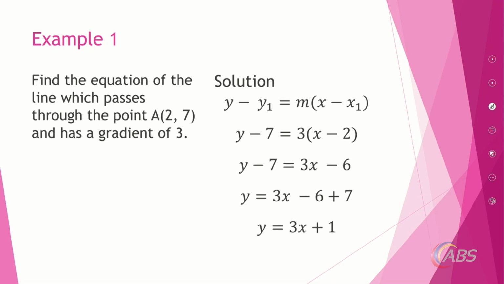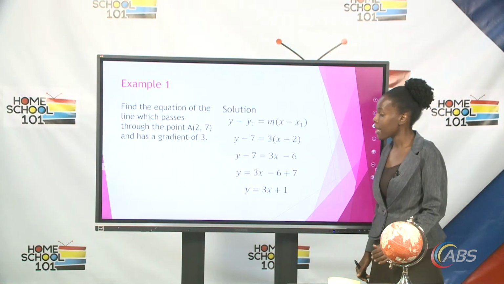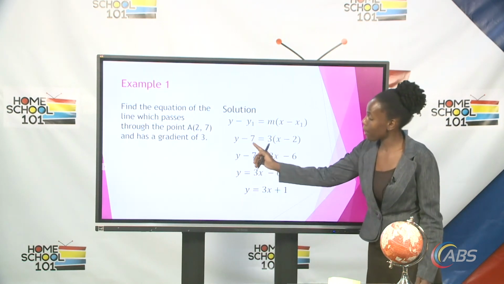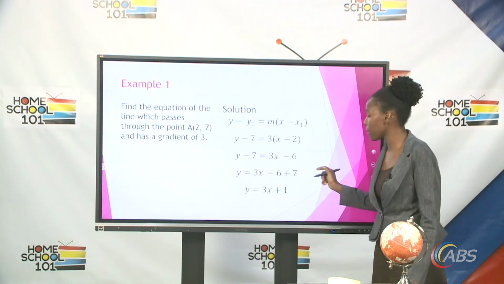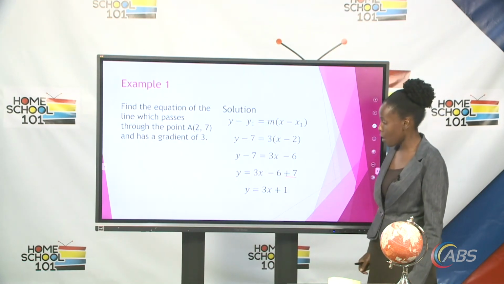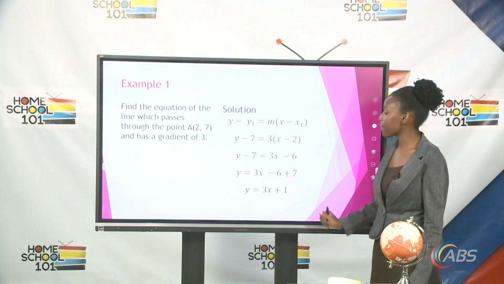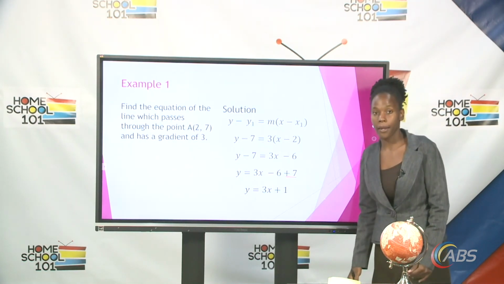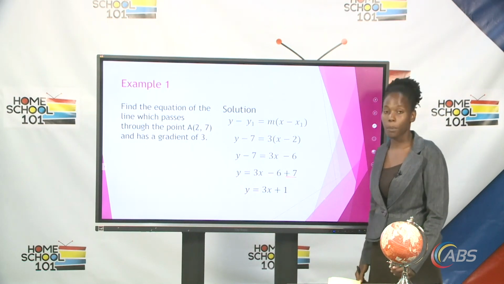We will then expand the bracket, so it becomes 3 times x, which gives us 3x, and 3 times negative 2, which gives us negative 6. We then take the negative 7 across the equal sign, and we know that once a number goes across the equal sign, the sign changes. So here it was negative 7. Once it goes across, it becomes positive 7. We then simplify. Negative 6 plus 7 would give us a value of 1. Hence, the equation of the line is y is equal to 3x plus 1.